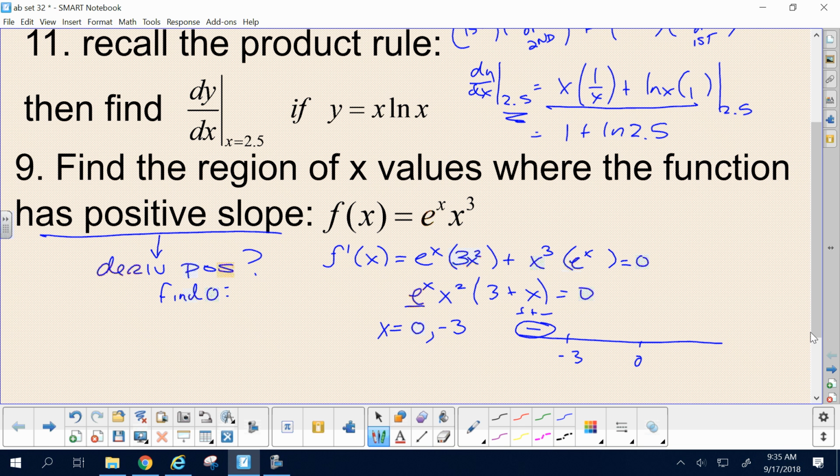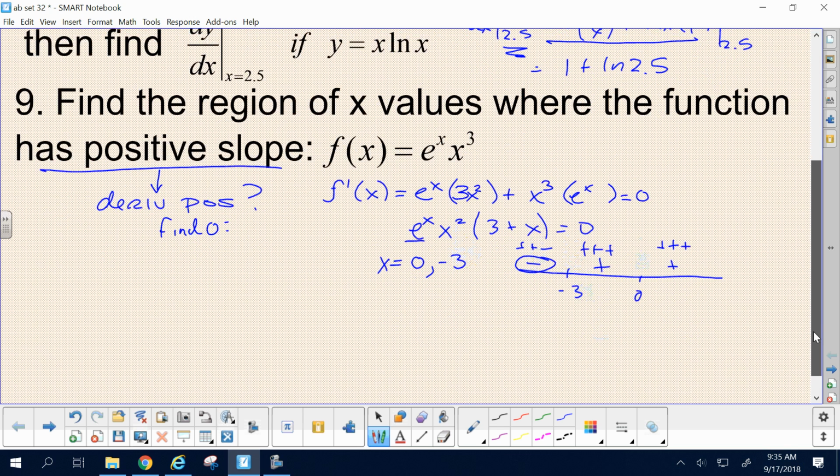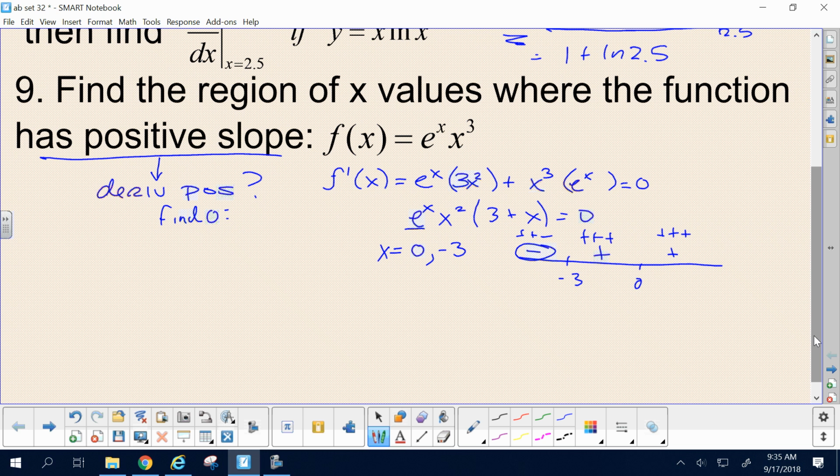From -3 to 0, we're talking positive, positive, but now that guy's positive, positive. And after 0, e to the x is always positive, x squared is always positive, 3 plus x is positive, positive. So to answer the question, where does the graph have positive slope? Finally, the gotcha to it. Positive slope. Would you just say -3 to infinity? No, why not?